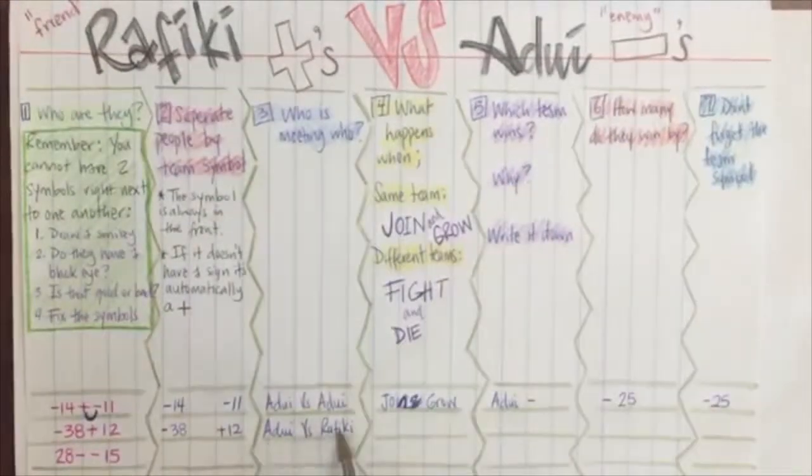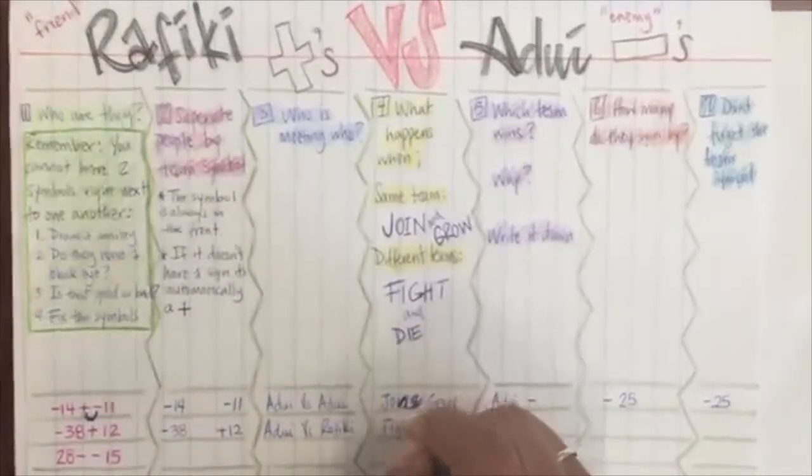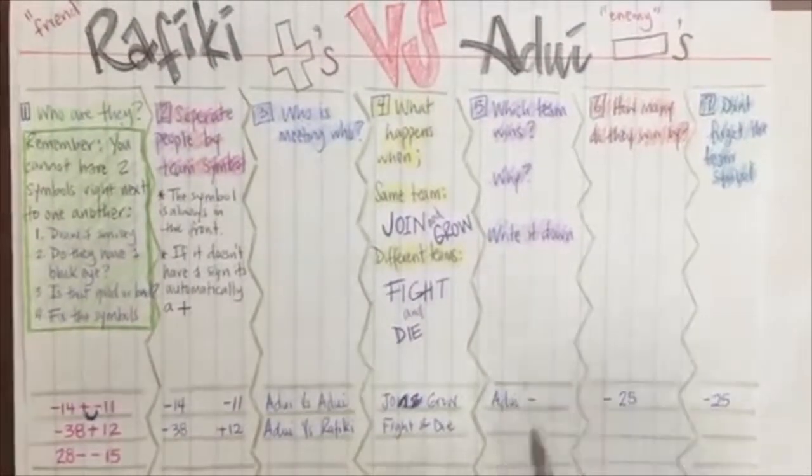Okay, what happens when different teams meet? Well, when different teams meet, they're going to fight and die because they're going to kill one another. They don't like each other. They're going to fight and die.